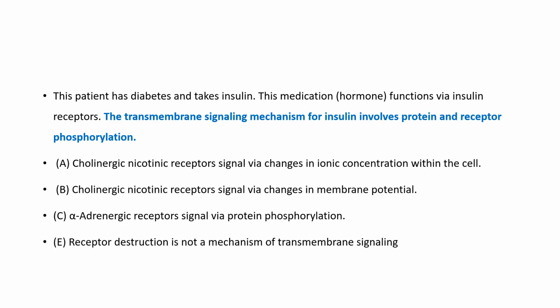So in this case, this patient has diabetes and takes insulin. This medication, which is a hormone, functions via the insulin receptors. The transmembrane signaling mechanism for insulin involves protein and receptor phosphorylation. And about the other options, for option A, an example is that cholinergic nicotinic receptors signal via changes in the ionic concentration within the cell. Then cholinergic nicotinic receptors signal via changes in the membrane potential, and alpha adrenergic receptors signal via protein phosphorylation. And option E, receptor destruction, is not a mechanism of transmembrane signaling.